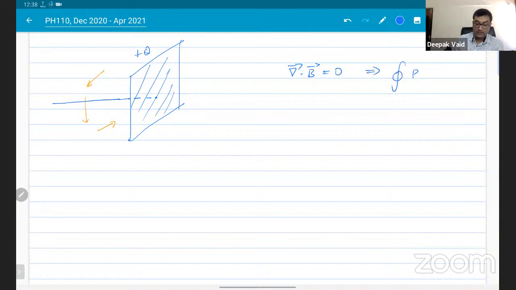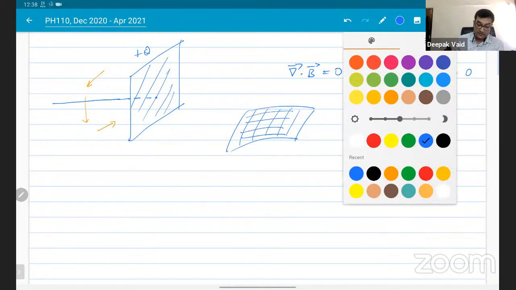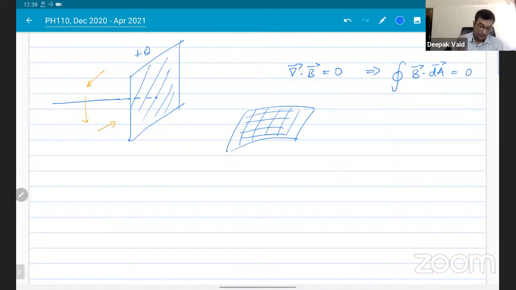When I look at the integral version, it tells me that the flux of the magnetic field through some surface is 0. So if I have some surface like this, and let's say that I have some magnetic field over here. Okay, one second. Let me just collect my thoughts.